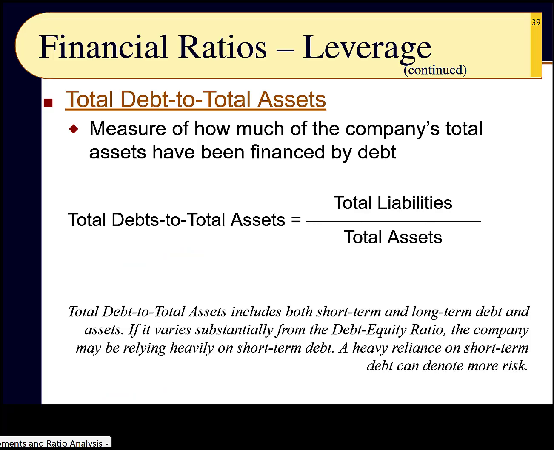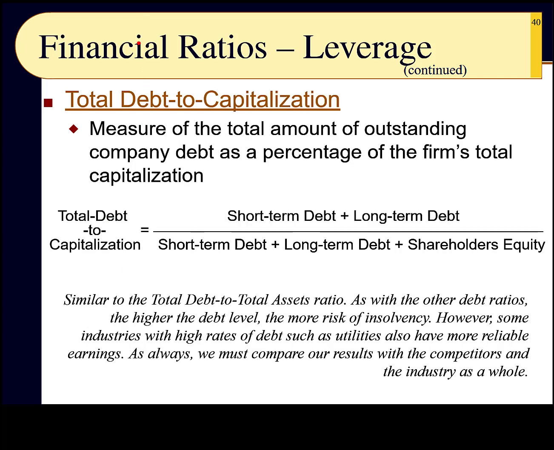Okay, so 63% there, but now let's take a look at the very last one, which is a measure of the total amount of outstanding company debt as a percentage of the firm's total capitalization. So this one is a little bit more subtle. It's very similar to the one we just previously did. But we take the short-term debt and the long-term debt, and we divide it by short-term debt plus long-term debt plus stockholders' equity, what often is referred to as the capitalization. In other words, what resources do you need for this company to be in business?